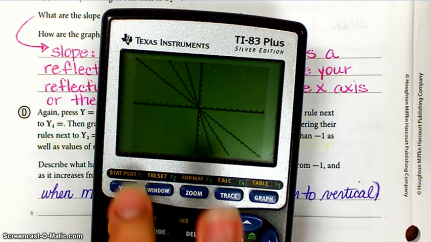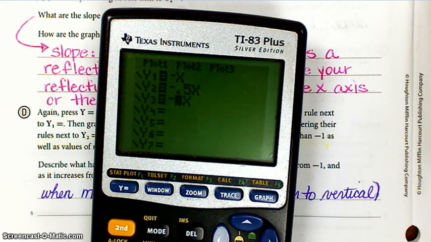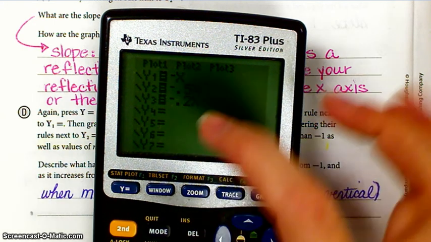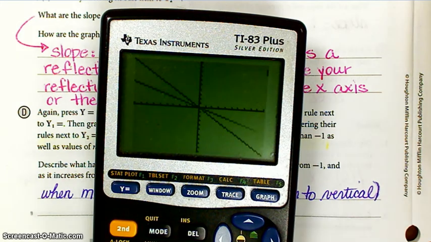Go back to y equals. We're going to keep the negative x as our parent function. This one we'll do -0.5x. This one will do -0.2x. And again, remember, it will graph in the order. Here we go. Boom, boom, boom.